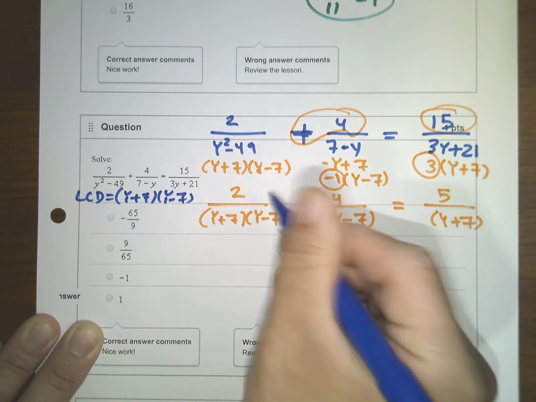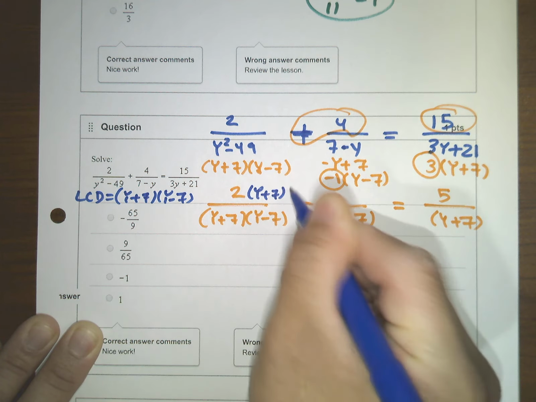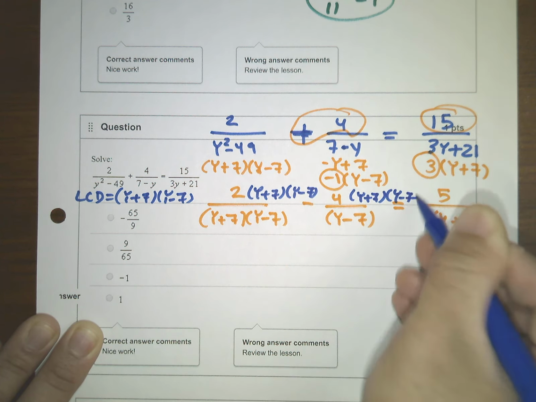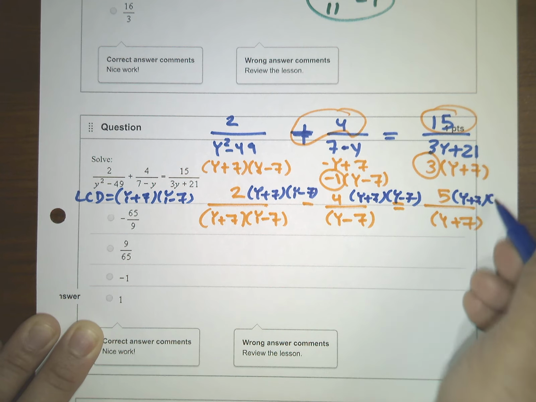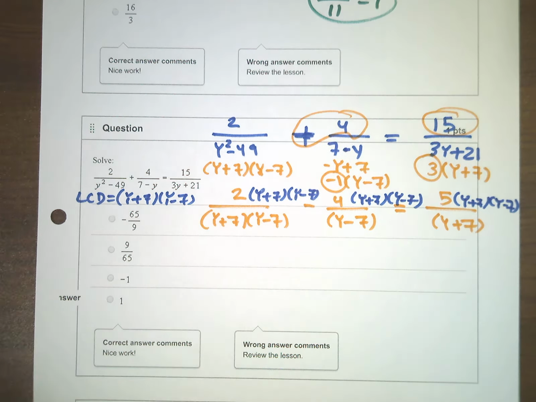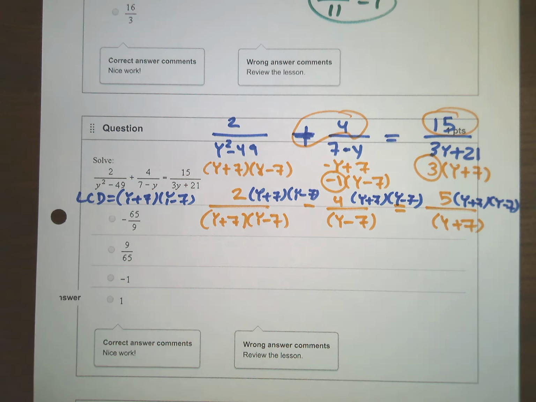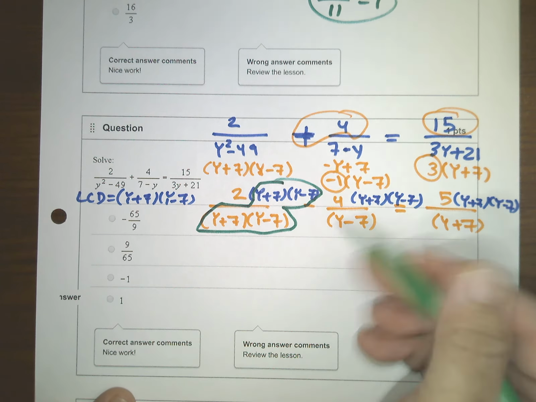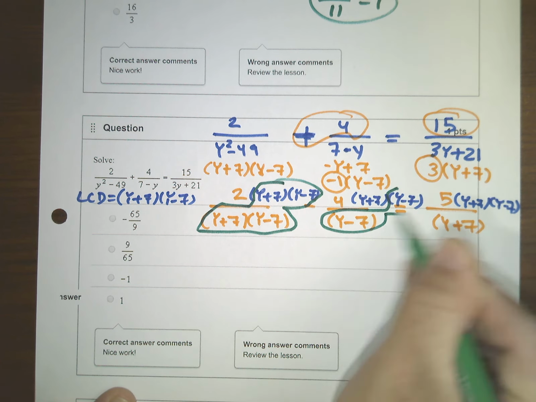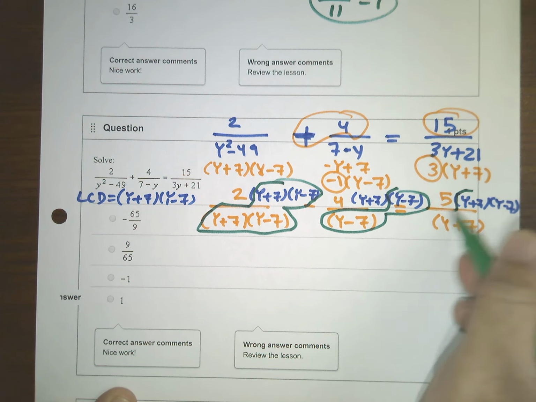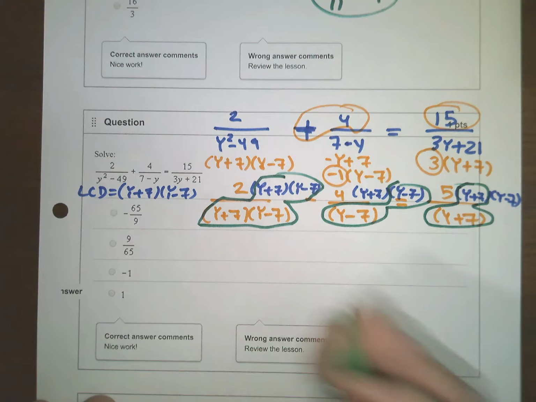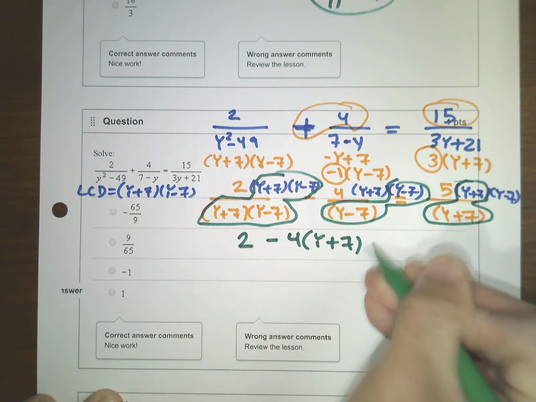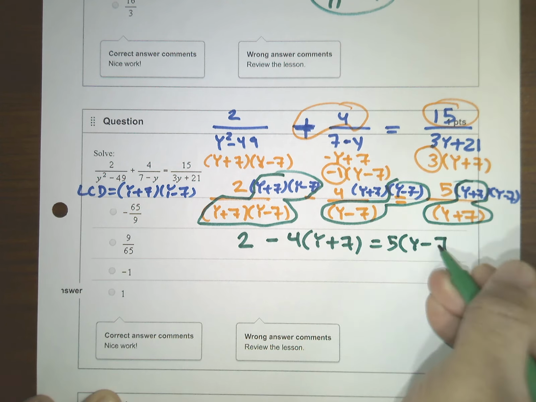So if I multiply every term by y plus 7, y minus 7, I see what divides out here. In the first term, both of the factors will divide out. Here, only the y minus 7 divides out, and over here, only the y plus 7 divides out. So I have 2 minus 4 times y plus 7 equals 5 times y minus 7.